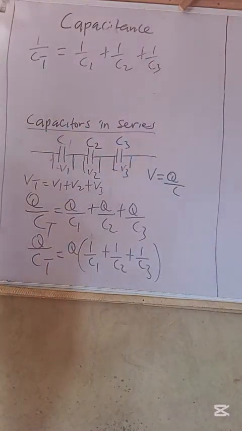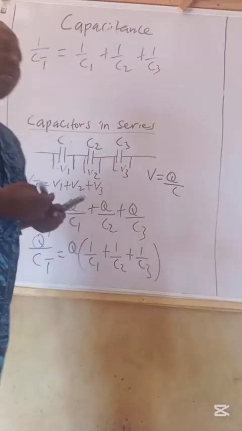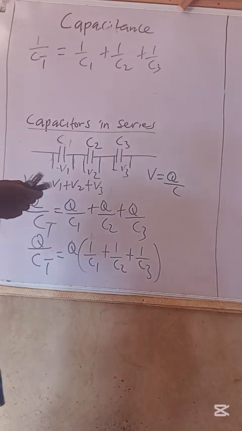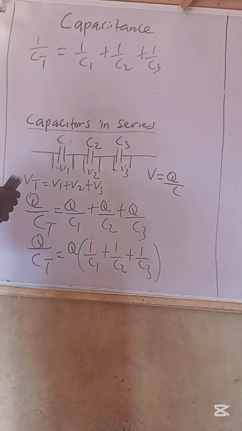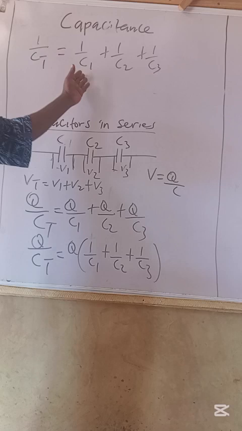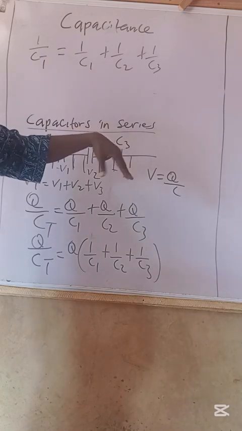That is, when you are asked to find total capacitance, you find the reciprocal. This is the formula. It's the opposite of the current version.